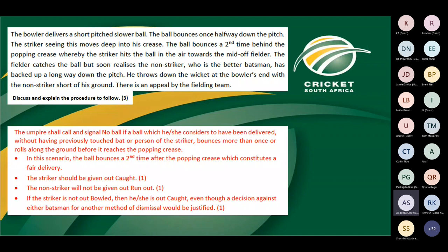And as Hans correctly alluded to, because the ball only bounced a second time after the popping crease, it is then constituted to being a fair delivery. If the ball bounced a second time before reaching the popping crease, then it would have been a no ball. But because it's after the popping crease, fair delivery. The striker then hit the ball to mid-off, who catches it. The striker should be given out caught. Non-striker shall not be given out run out. And the reason is that caught takes precedence over any other dismissals except bowled. Well done.